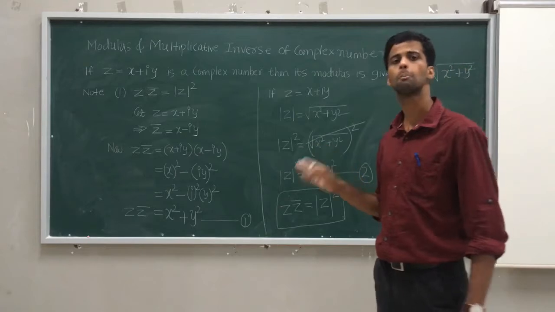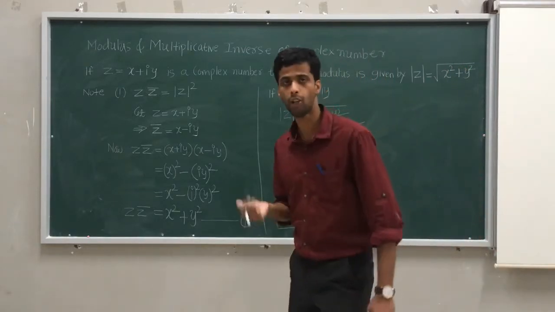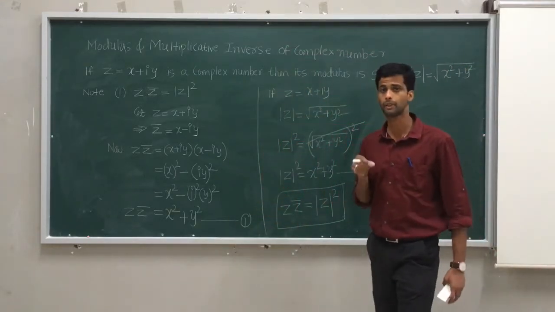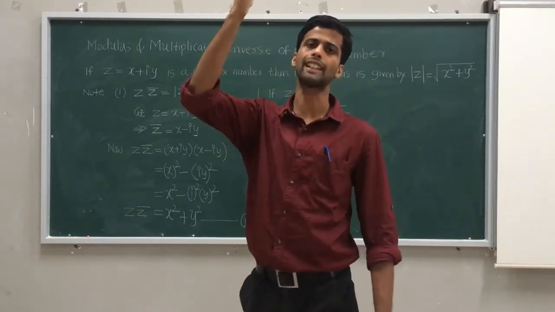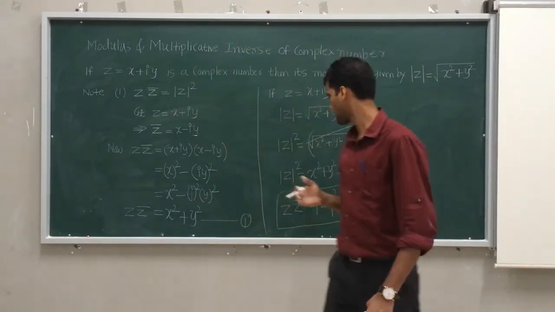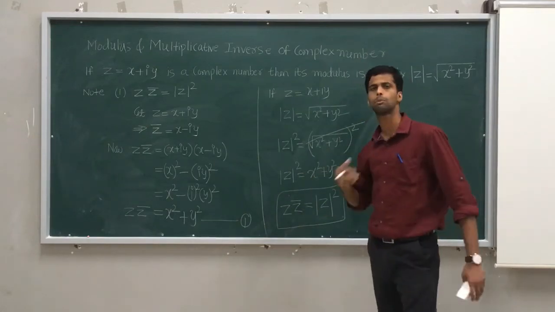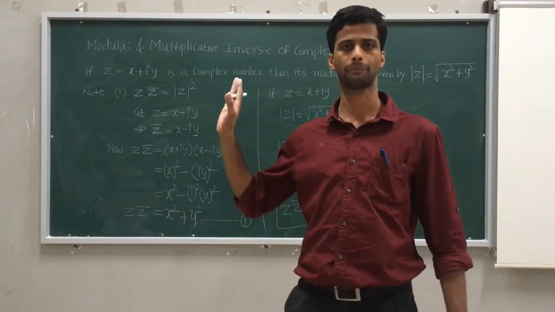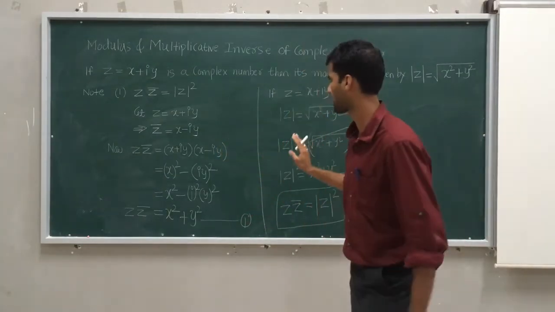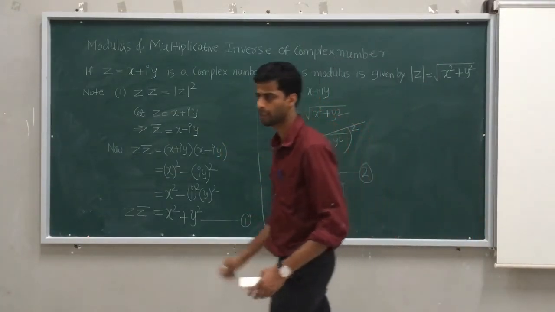If you multiply a given complex number with its conjugate, that is very important, its resultant answer is mod z the whole square. It is the modulus squared of that complex number. So that is a very important thing. So I'll give it as note number 1.